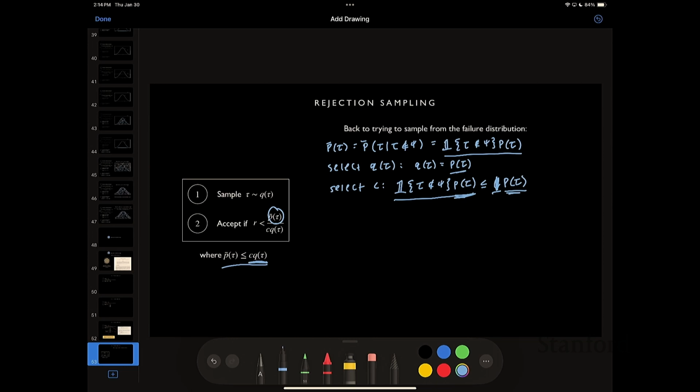Okay. And so if we let C equal 1, then our algorithm reduces to this. The first thing that we do is sample tau from Q of tau, and our Q of tau is the nominal trajectory distribution. So we'll say sample tau from nominal. And then we're going to accept the sample if R is less than this P bar over C times Q, which is going to be equal to this.